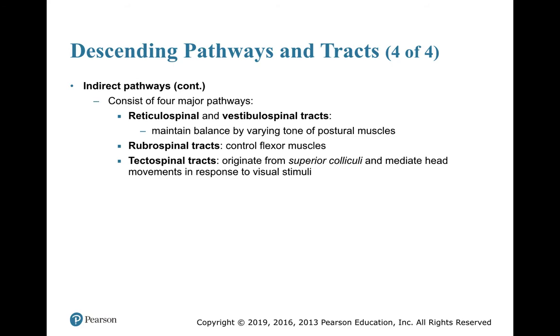They have four major pathways: the reticulospinal and the vestibulospinal tracts, which maintain balance, varying tone for postural muscles. The rubrospinal tracts control flexor muscles, while the tectospinal tracts originate from the superior colliculi and mediate head movements in response to visual stimuli.